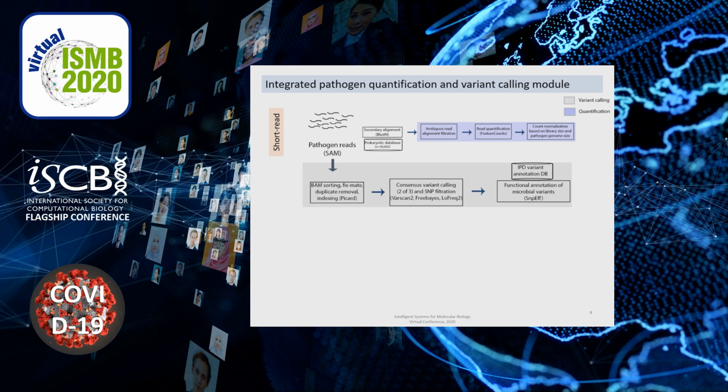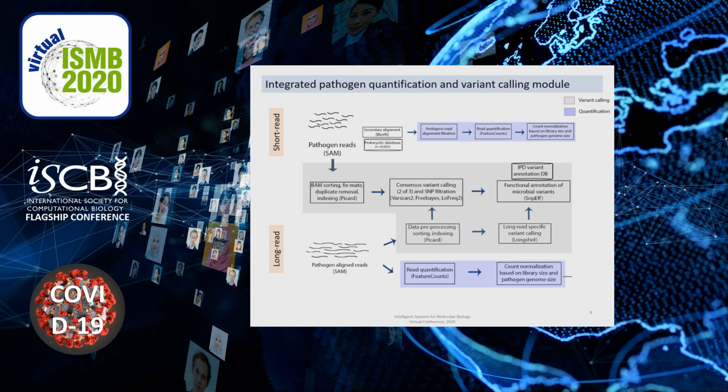The variant analysis pipeline starts with pre-processing and further consensus variant calls are generated, which are annotated using the annotation tools. The long read analysis also follows a similar pipeline in which we use an additional long read specific variant caller.